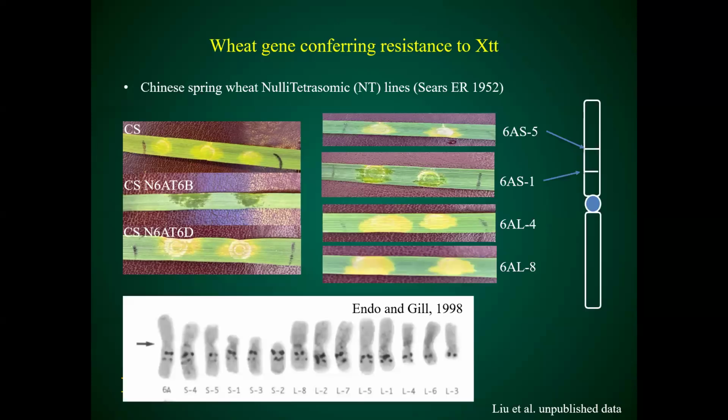And also when we look at the deletion lines, we have this very special deletion line. They can delete a piece of a chromosome fragment and still survive. We found that if you delete the short arm of 6A, they show susceptibility. That indicates those genes are probably located in 6AS1, the breakpoint between 6A1 and 6A5.